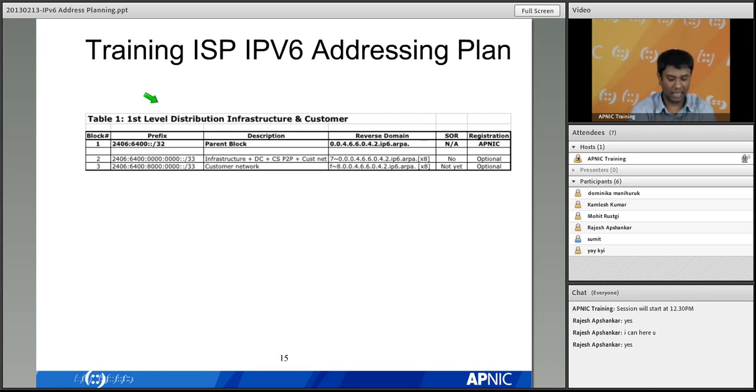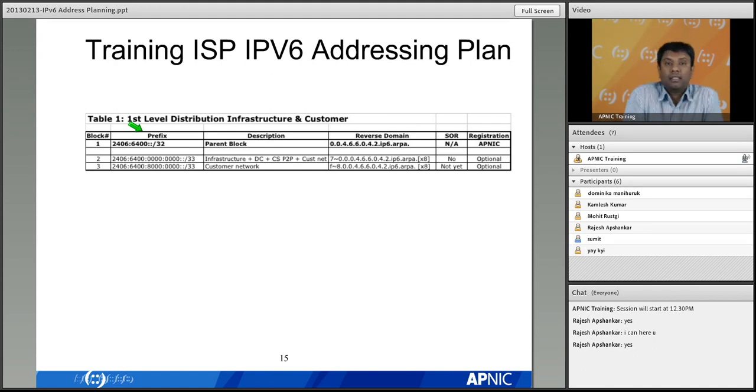In option one, the ISP is growing with customers. Say for example we have a /32 from the registry. That is the registry prefix parent block, and we give it block number 1. For that parent block, what could be the reverse DNS domain, the infrastructure ARPA domain? As you know, in IPv6 the ARPA domain works on each hex digit, right? So that's how we'll start. 2406:6400::/32, right? The ARPA domain will be 0.0.4.6.6.0.4.2.ip6.arpa. That is the infrastructure ARPA domain.